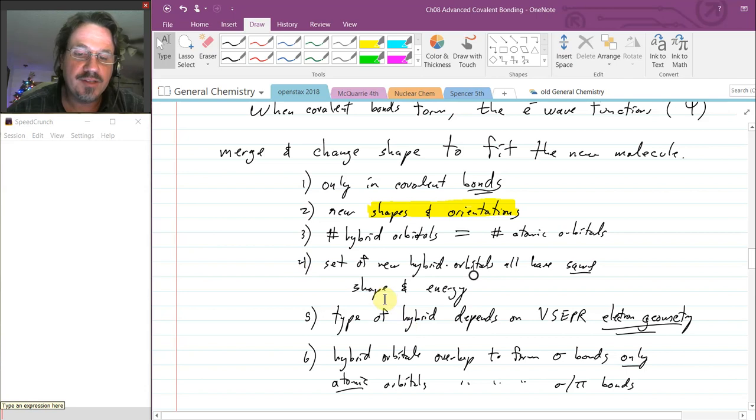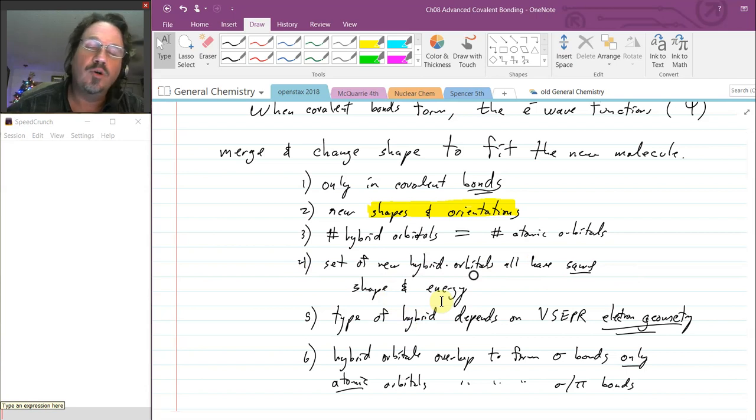Number 4, a set of new hybrid orbitals all have the same shape and energy. So if I get new hybrid orbitals that match a trigonal planar geometry, 3 different ways, 120 degrees between them, they're all going to have the same energy, just like the p orbitals all have the same, or the d orbitals. Same idea here. We'll get 3 orbitals which accommodate a trigonal planar geometry that all have the same energy. And they're going to have the same shape too. They're basically going to be a big lobe pointed out in the direction of one of those legs of the trigonal planar molecule.